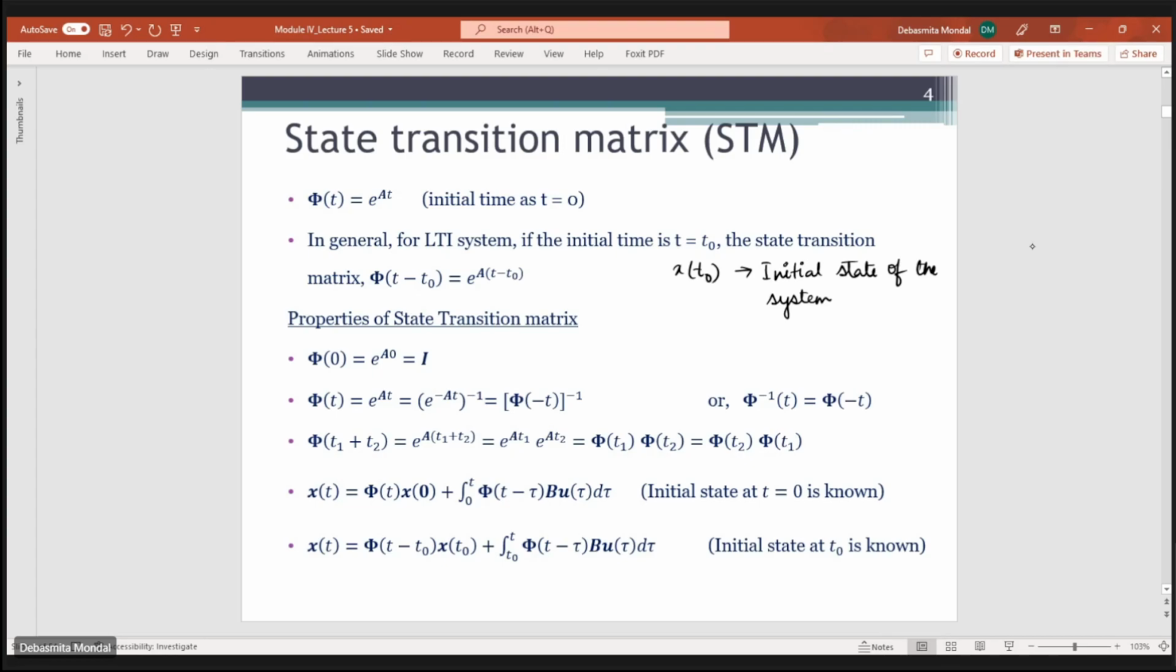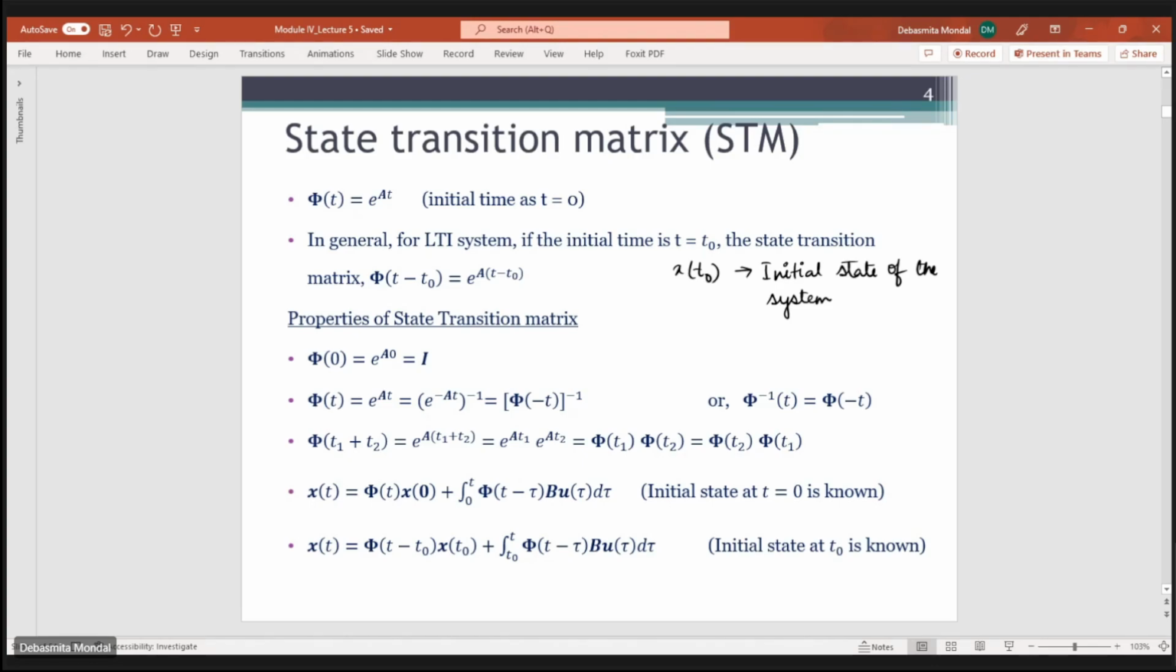Okay, so now if the initial state is not at t equals 0 but at some other time t equals t0, then you can simply generalize this previous equation and write it as x(t) is equal to phi(t minus t0) x(t0) plus the integral from t0 to t of phi(t minus tau) B u(tau) d tau.